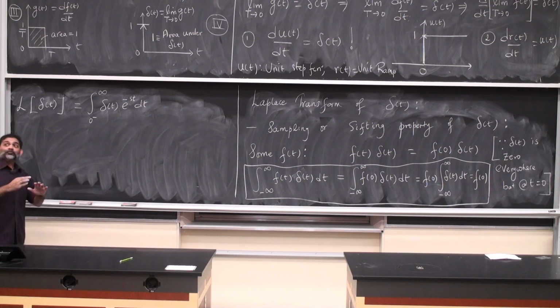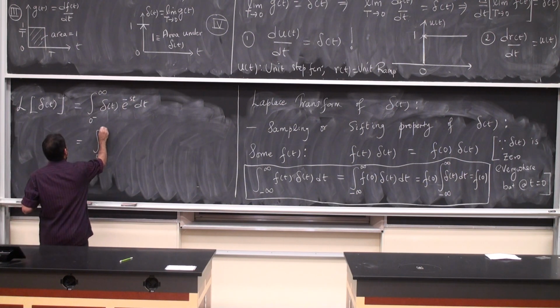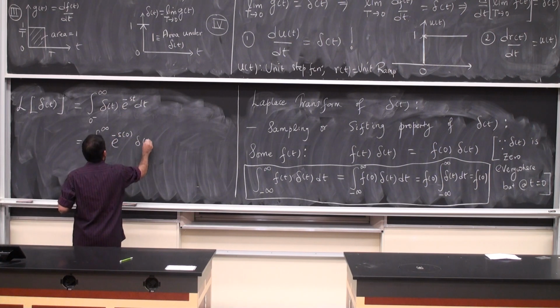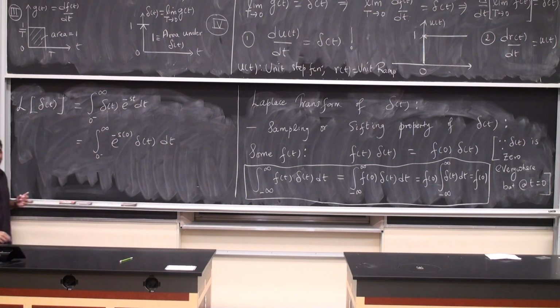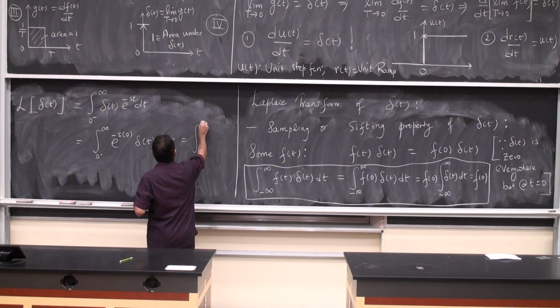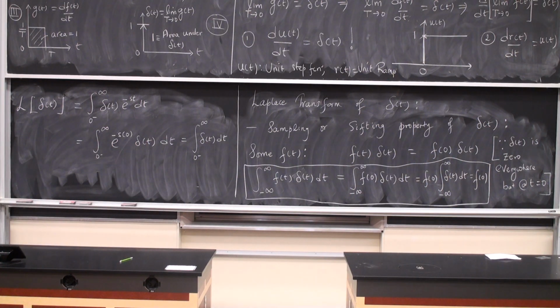I can rewrite this by using the sifting or the sampling property, that this is 0 minus to infinity e to the power minus s times 0 delta of t dt. What is e to the power minus 0? It is 1. So this is essentially 0 minus to infinity delta of t dt. What is that integral equal to? It has to be equal to 1.